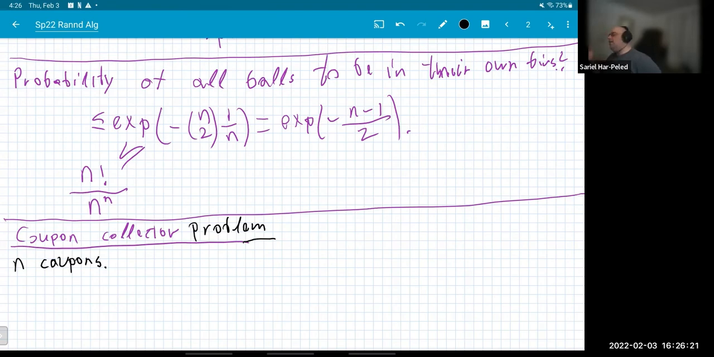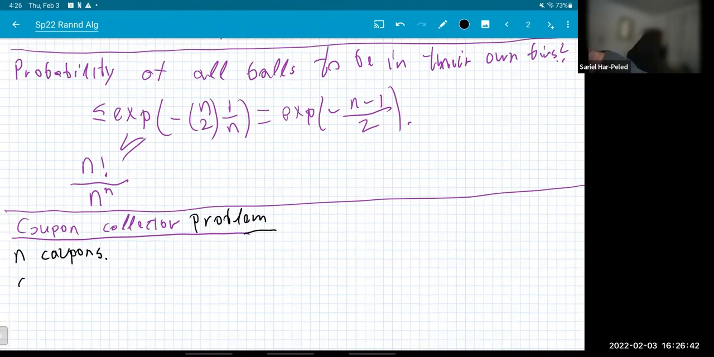I guess nowadays for kids, you would buy a package of cereal, and there will be some toy in the package. Anyway, you go and you buy a coupon, and you randomly get some coupon out of those N coupons that there are. But of course, you want to collect all of them. You want to collect all N coupons.